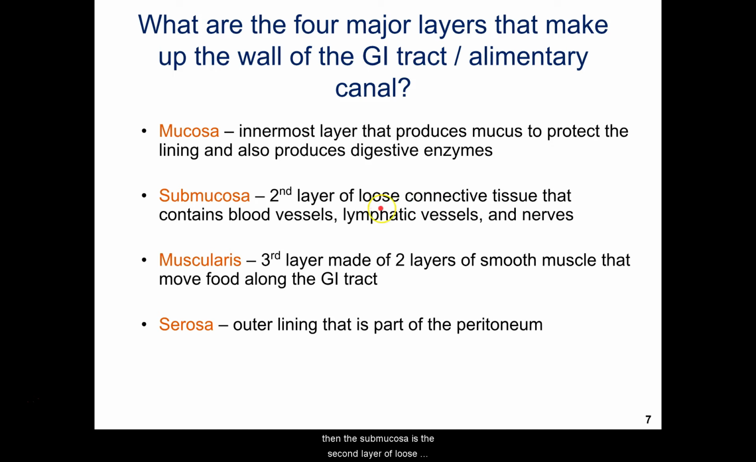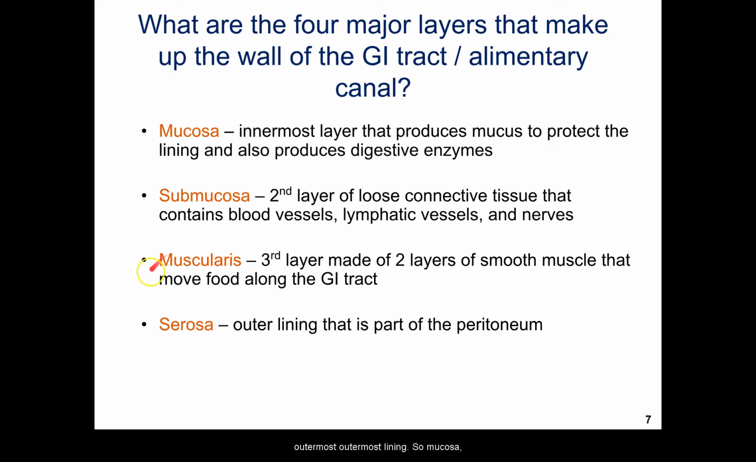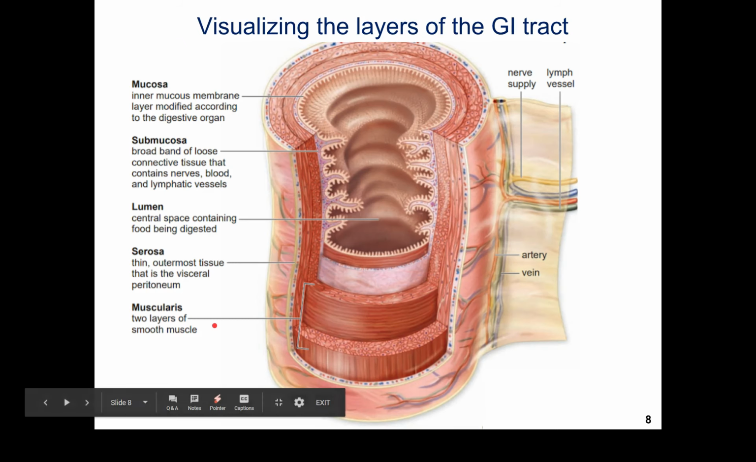Then the submucosa is the second layer of loose connective tissue. It's got blood running to it, it has lymphatic vessels running to it, and it has nerves. And then you have the muscularis. I'm probably saying that wrong because when I learned it, I probably learned it wrong, but that's how I'm going to say it. The muscularis is that third layer, and it has these layers of smooth muscle tissue that are generating that peristalsis, that are helping to move food along. And then you have the serosa, which is this outermost lining. So mucosa, submucosa, muscularis, and serosa.